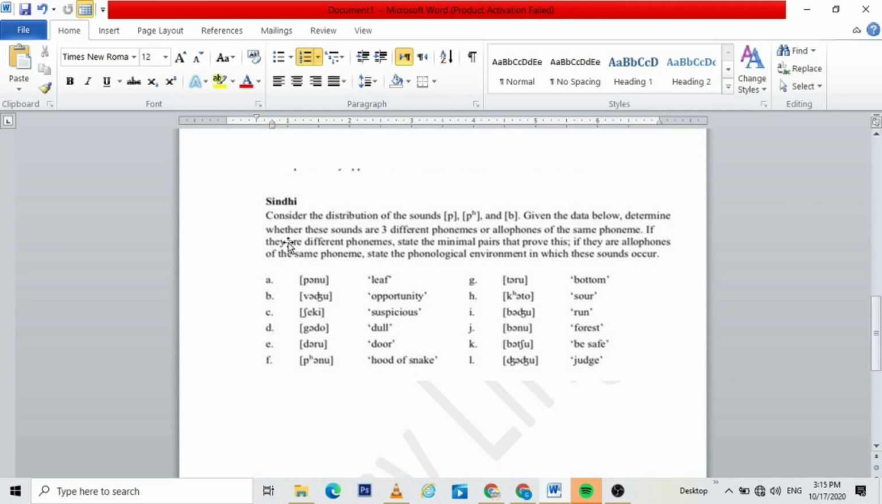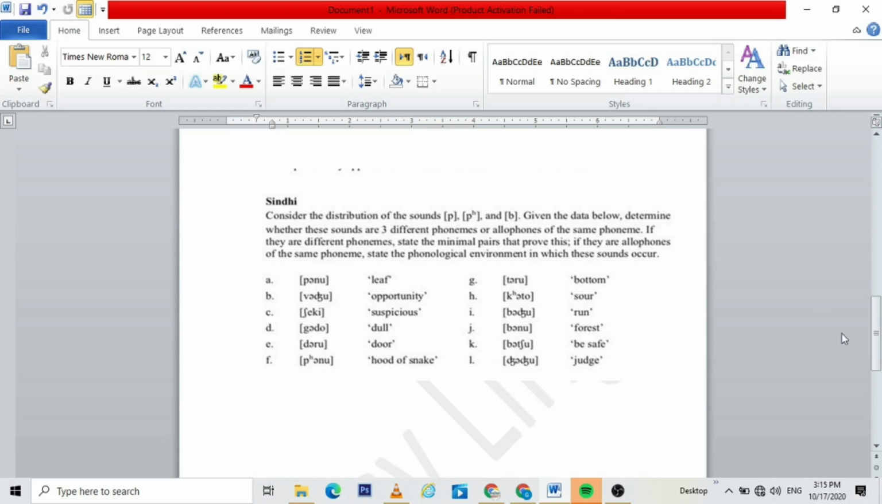So the example of a language called Sindhi. Consider the distribution of the sounds p, p aspirated, and b. Given the data below, determine whether these sounds are three different phonemes or allophones of the same phoneme. If they are different phonemes, state the minimal pairs that prove this. If they are allophones of the same phoneme, state the phonological environment in which these sounds occur.